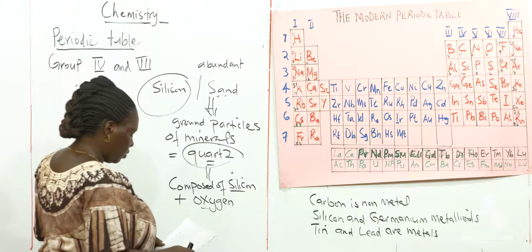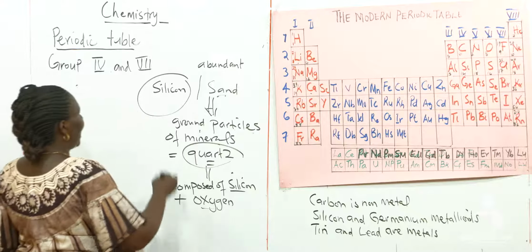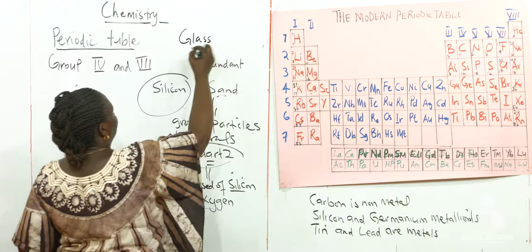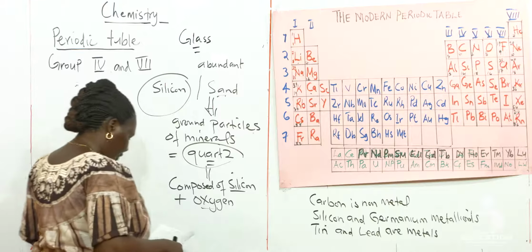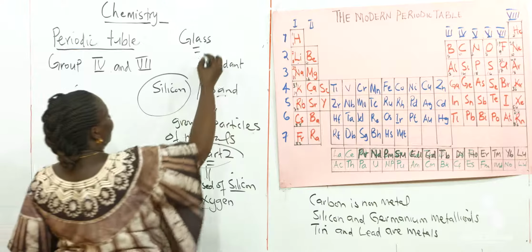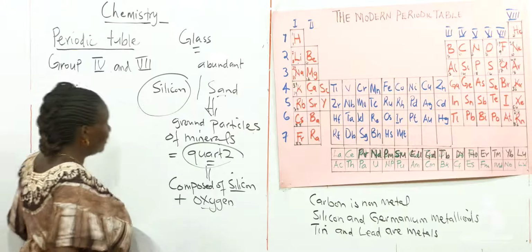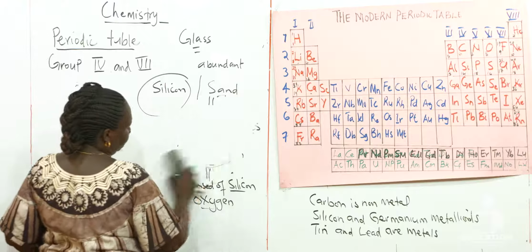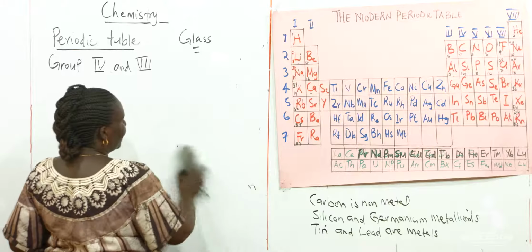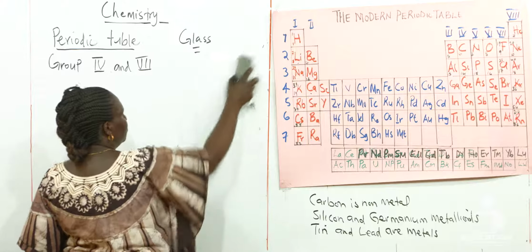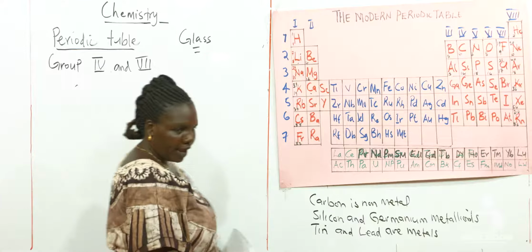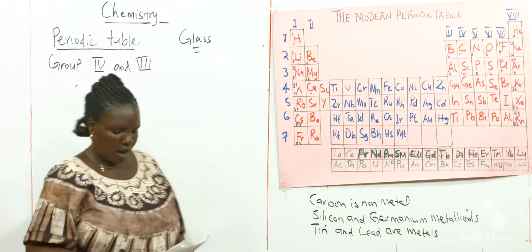And then also we have glass. Glass is one of the important products that is made from sand. It's made from sand. And glass is used also in abundant form. We have glassware materials.